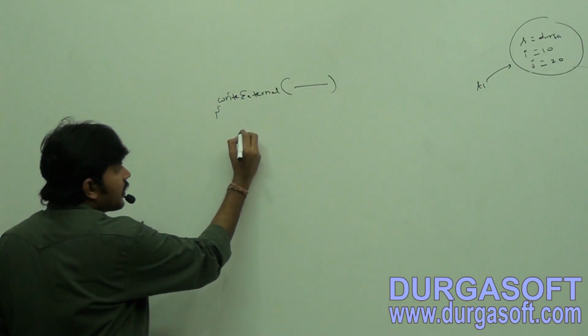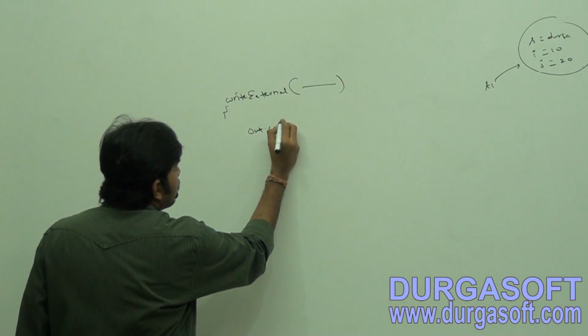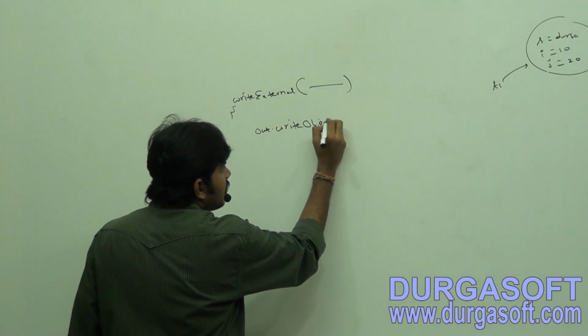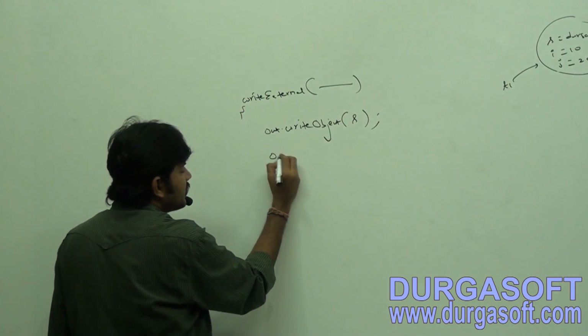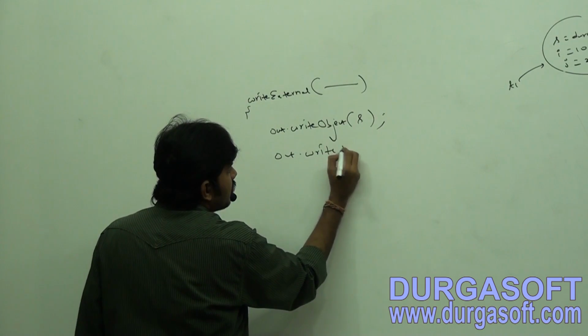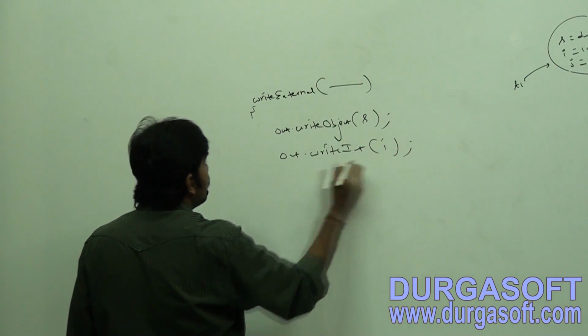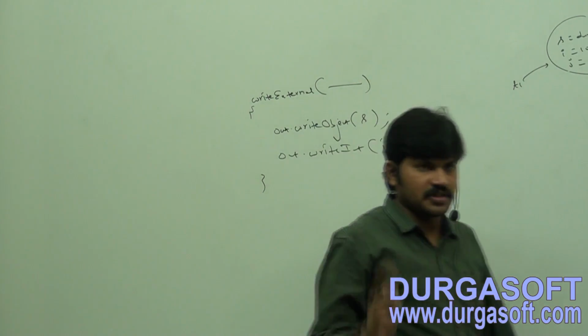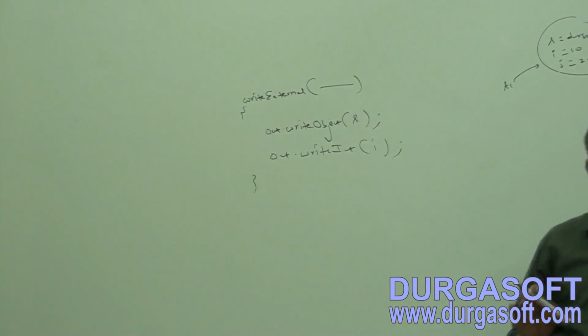Like now I am taking out.writeObject of s, and out.writeInt of i. It is not required to keep any explanation. It's a part of the last program, whatever you did.